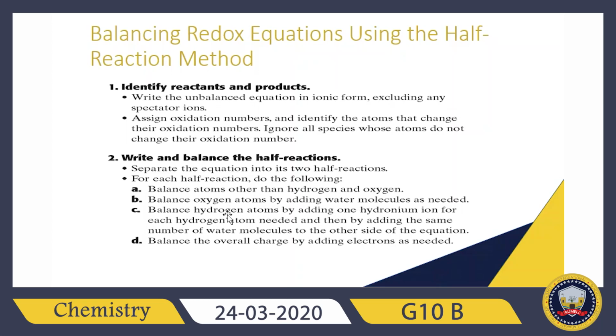And we will balance hydrogen atoms by adding what? By adding one hydronium ion for each hydrogen atom needed. And this is very important, guys. Points B and C, please be careful of these points. So again, how can we balance oxygen? We balance oxygen atoms by adding water molecules as needed, and we balance hydrogen atoms by adding one hydronium ion for each hydrogen atom needed, and then by adding the same number of water molecules to the other side of the equation. Inshallah, we'll see how we'll do that in our problem.